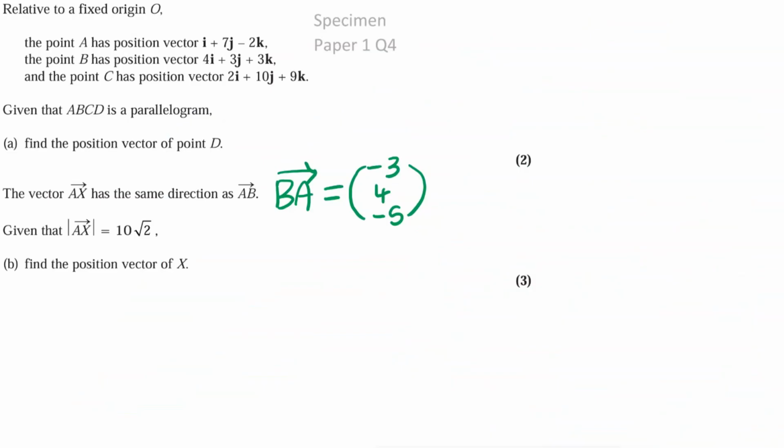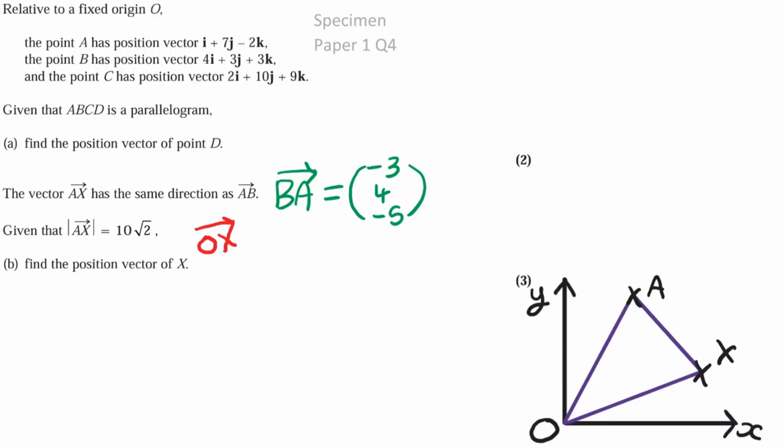Okay, and then for part B, we're told about a new point, X, and we're told that the vector AX has the same direction as AB, and given that the magnitude of the vector AX is equal to 10 root 2, we need to find the position vector of X. So this is going to be the vector OX, okay? So let's draw a diagram in order to show what's going on here between AX and OX. That's what I've done here.